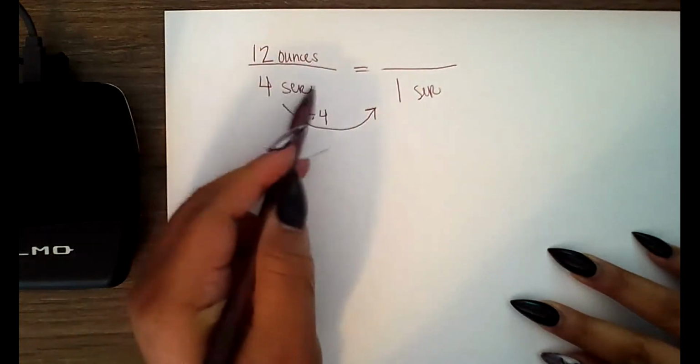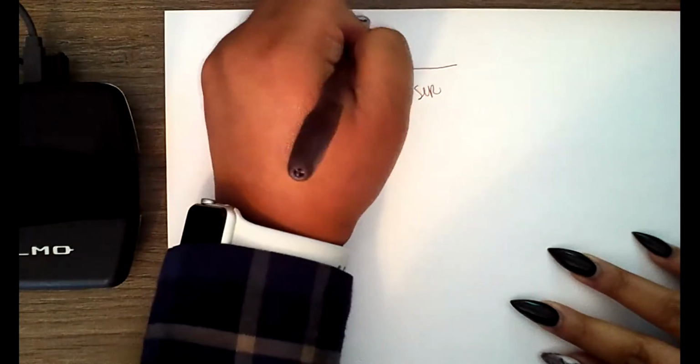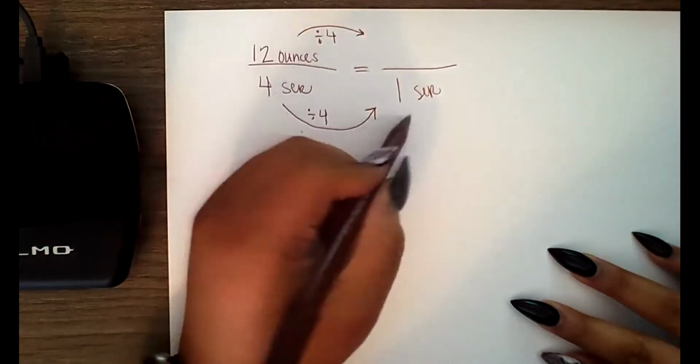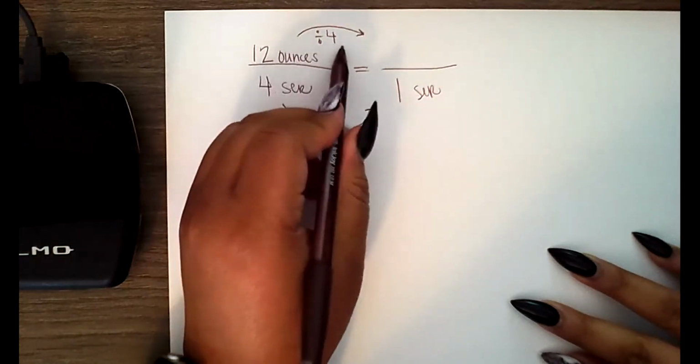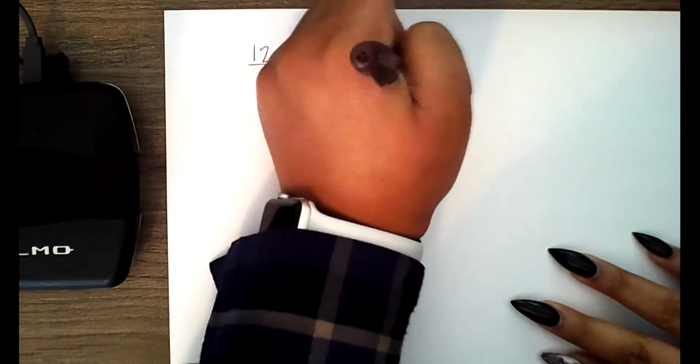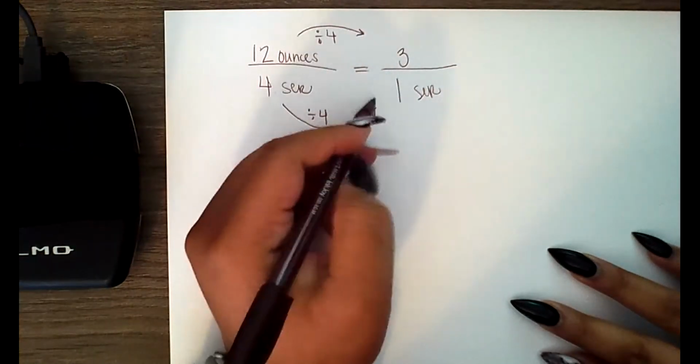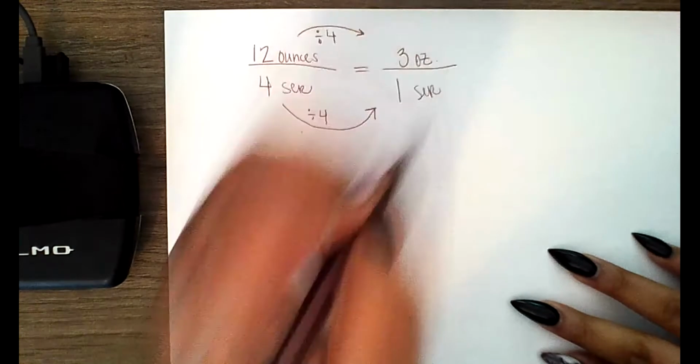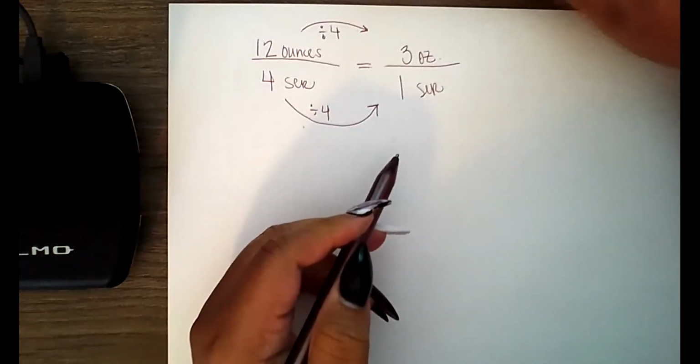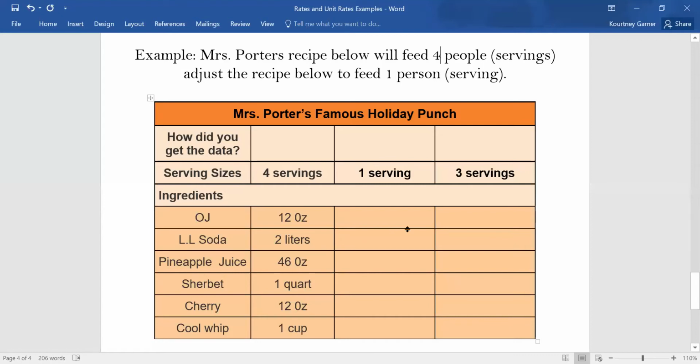Well, if I know I divide by 4 in the denominator, I have to divide by 4 in the numerator. So 4 divided by 4 gives me 1. 12 divided by 4 gives me 3. So that means for 1 person or 1 serving, I need 3 ounces of orange juice. So now that I know that information, I'm going to go to my table and I'm going to put 3 ounces because that's what I need. All right, now we said the next example we're going to do is the lemon lime soda.